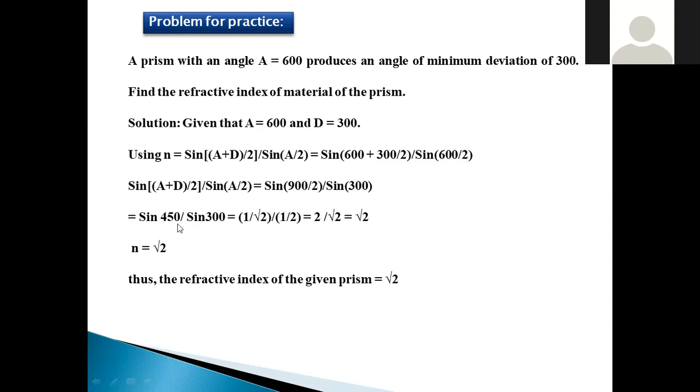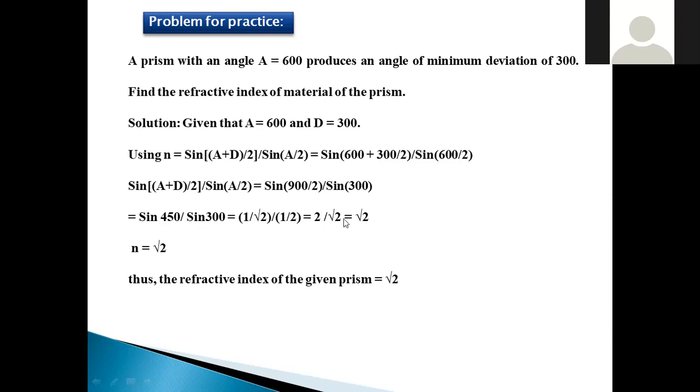Okay. Sin 45° is nothing but 1 by root 2. Sin 30° is nothing but 1 by 2. So here, what will be obtained? The denominator goes across, and we get 2 by root 2.